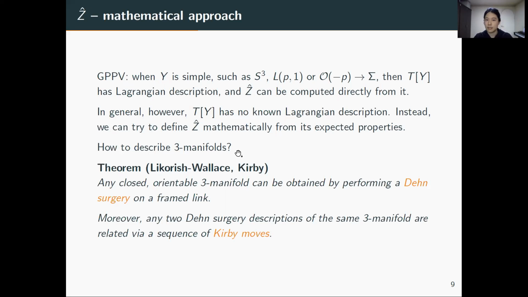This is a classical theorem by Lickorish and Wallace from, I guess, the 60s. This theorem says that any closed orientable 3-manifold can be obtained by performing a Dehn surgery on a framed link. I'm going to explain what Dehn surgery means in a moment. And also the theorem of Kirby says that any two Dehn surgery descriptions of the same 3-manifold are related via a sequence of Kirby moves.